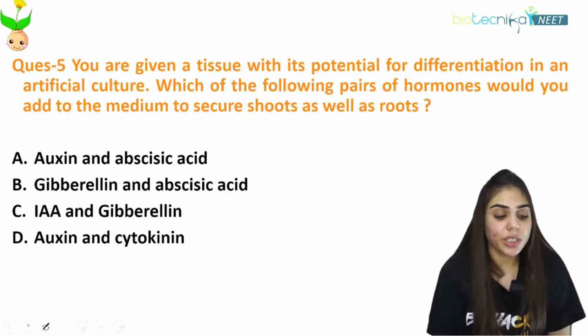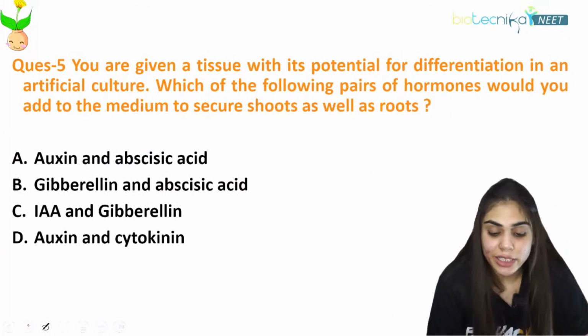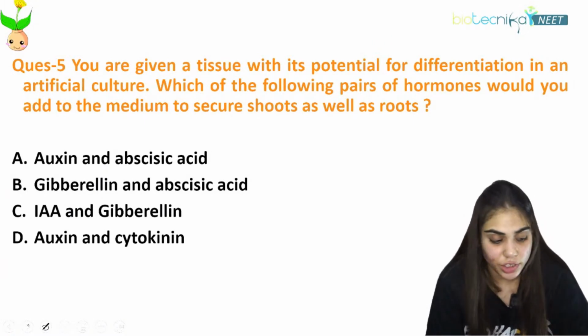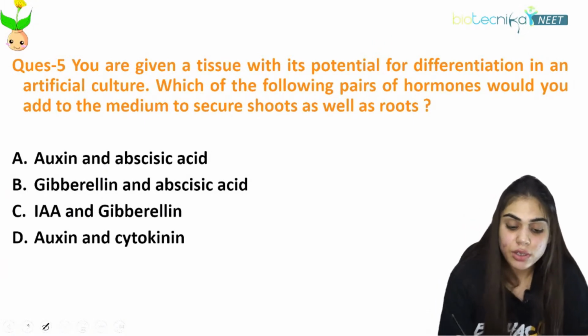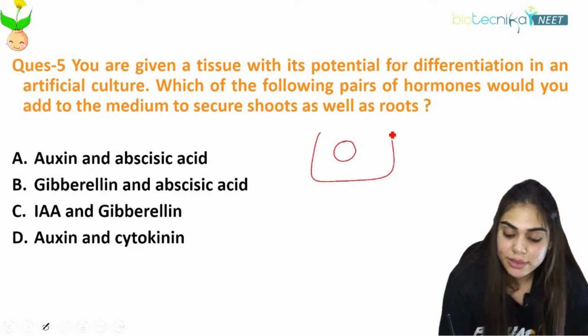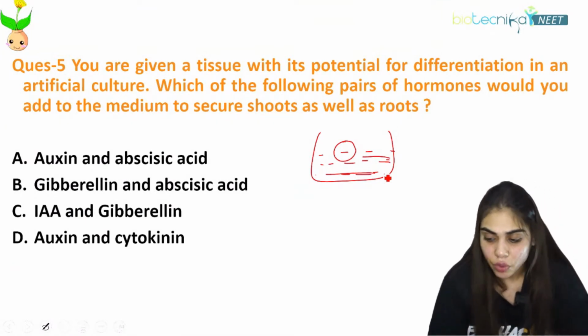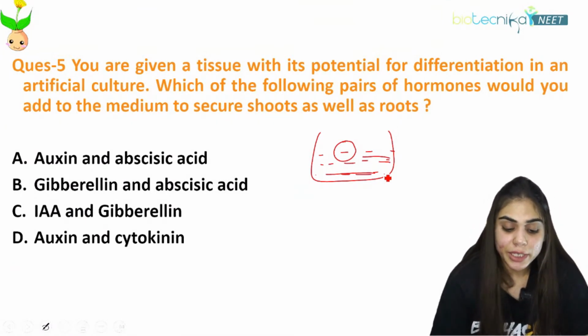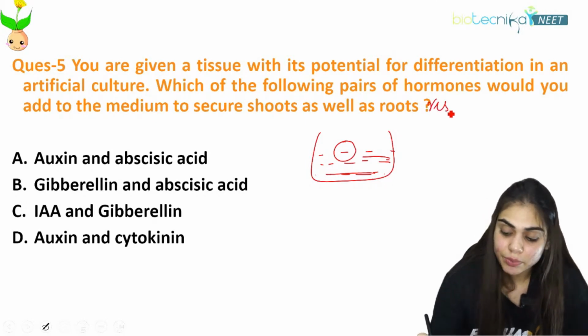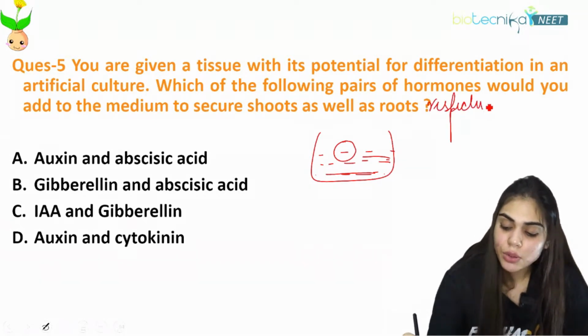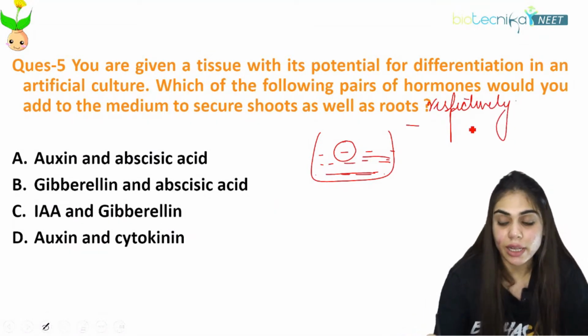The next question that is here: you are given a tissue with its potential for differentiation in an artificial culture. So suppose you have tissue that is there in the artificial culture or plant tissue culture media. Which of the following pair of hormones will you add to the medium to secure shoot as well as root respectively? So how will shoots and roots be formed in the plants?